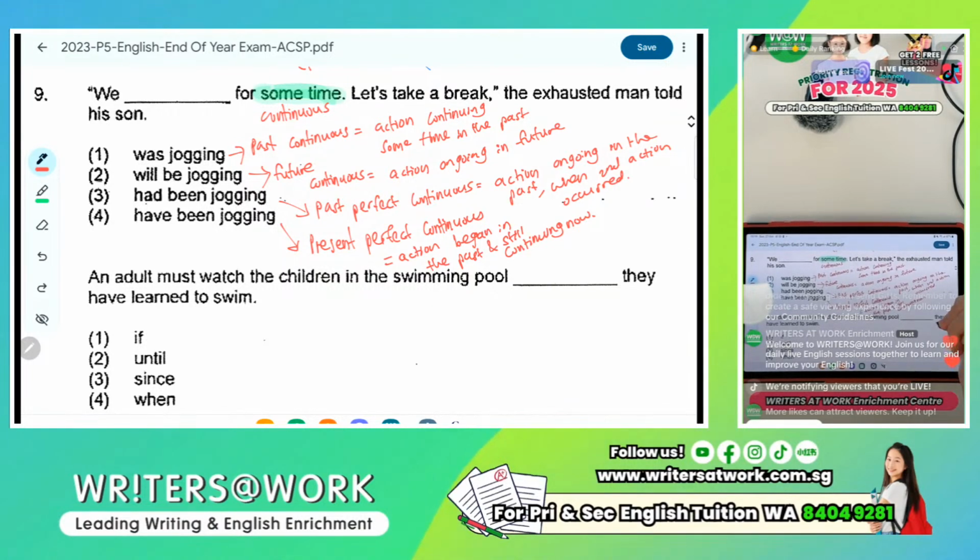So let's take a look at the question again. The man and his son have been engaging in this activity from the past until now. So the most probable option that we have is actually number 4 here, because number 4 is used to show this continuity in action. Okay?